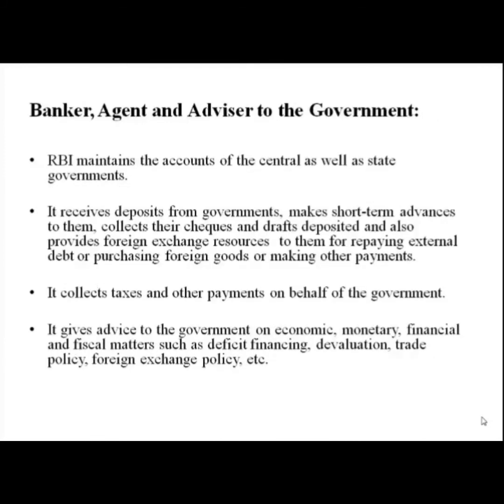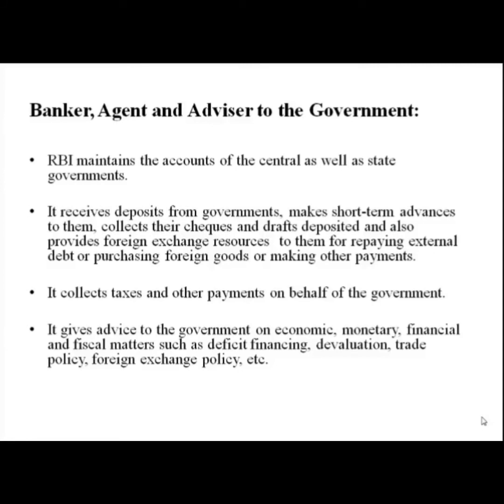The second function that RBI does is that it acts as a banker, advisor, and agent to the central government. By being so, RBI maintains the accounts of the central as well as state governments. Moreover, under this domain, RBI receives deposits from governments, makes short-term advances to them, collects their checks and drafts deposited, and also provides foreign exchange resource to them so that they could repay external debt or else purchase foreign goods, etc. Also, by being a banker to the government, RBI collects taxes and other payments on their behalf.